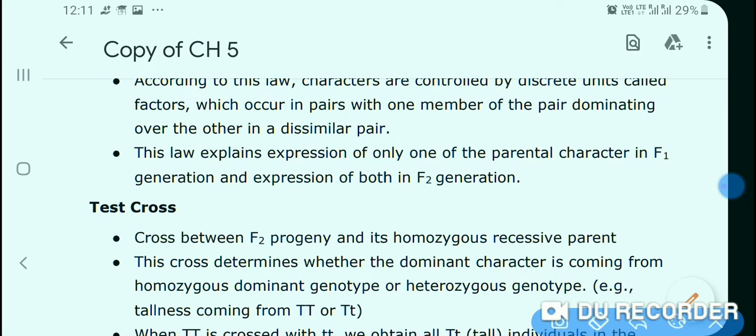while when we allowed selfing between the progeny of the F1 generation, then in the F2 generation we find that there are both types of plants. That means dwarf plants also appear in a fixed ratio in the F2 generation. There we decided the genotype and phenotype of the offspring of the F2 generation.